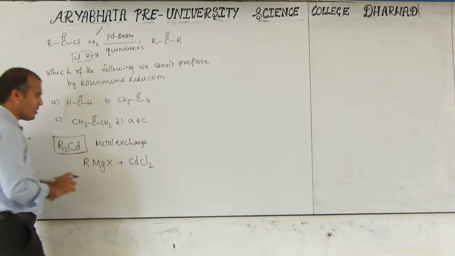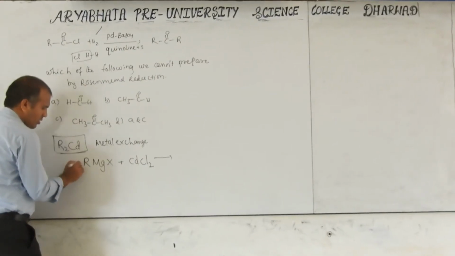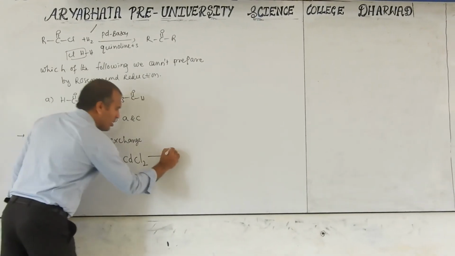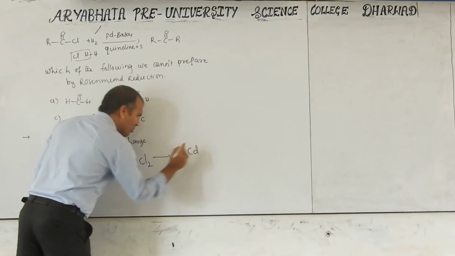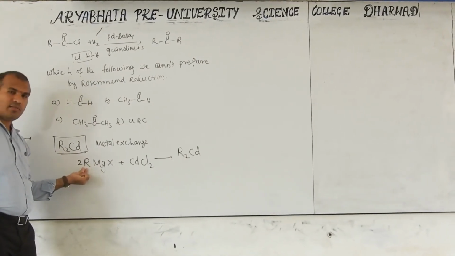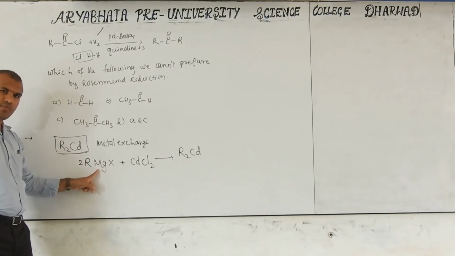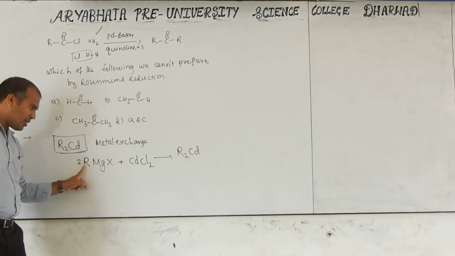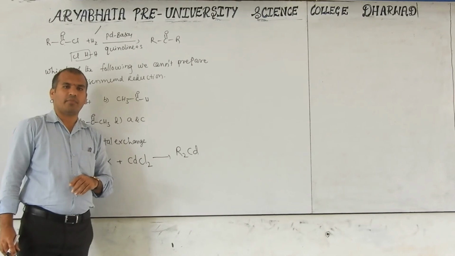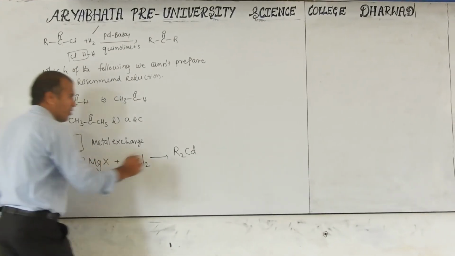Now see carefully. This cadmium takes 2 moles here. Then only we get the dialkyl cadmium, R2Cd. It means the alkyl exchanges the metal. Which metal exchange again? Cadmium. Before, what is the reaction? Magnesium. This alkyl R is bonded to the magnesium. Now this R2 is bonded to which one? Cadmium. So exchange.